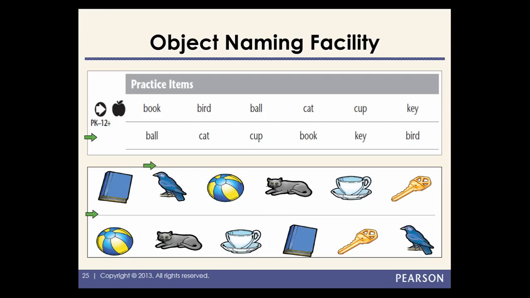That's exactly what we're looking at. We're looking at their ability to name as many objects as they can quickly.